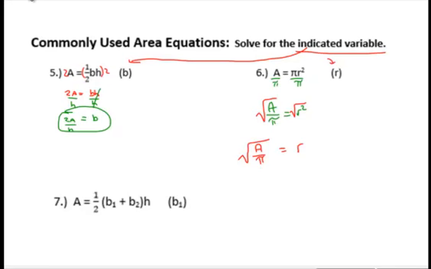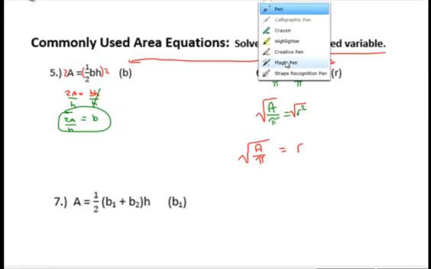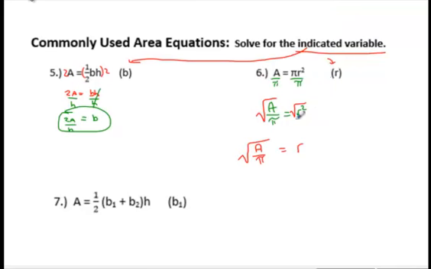Now, I just want to let you know, for the sake of being correct, that when you cancel out a square with a square root, you must put plus or minus. But as this is an area formula and we're solving for a radius, the length of a radius cannot be negative, so we'll just ignore the fact that it was plus or minus.